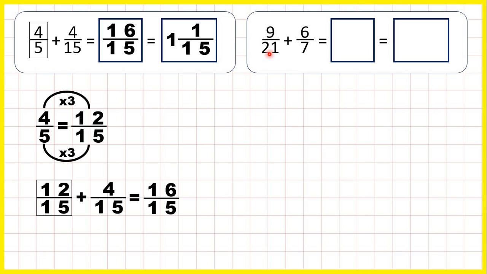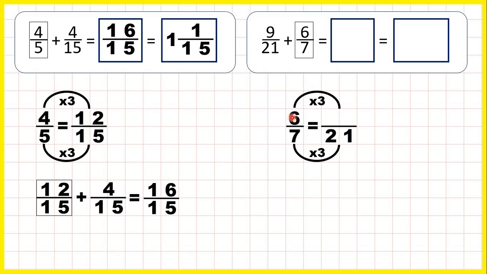Now 9/21 plus 6/7. So we need the denominators to be the same, and 21 is in the 7 times table, so we can find a fraction equivalent to 6/7, which has a denominator of 21. Now 7 times 3 is 21, and what we do to the denominator we need to do to the numerator as well, and 6 times 3 is 18.